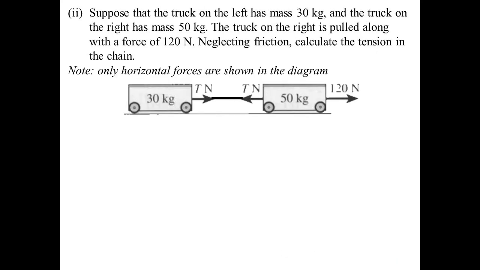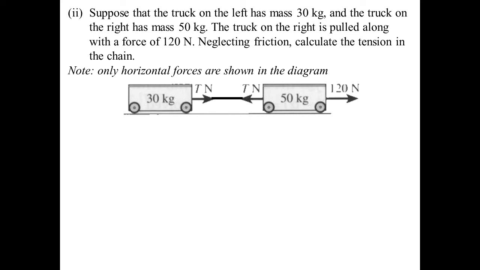We've got two trucks, a 30 kilo truck and a 50 kilo truck, and they're joined with a chain. Now, neglecting friction, so we're just going to assume friction doesn't come to play in this question. But we're going to pull the truck along with a force of 120 newtons. How much tension is in that chain?